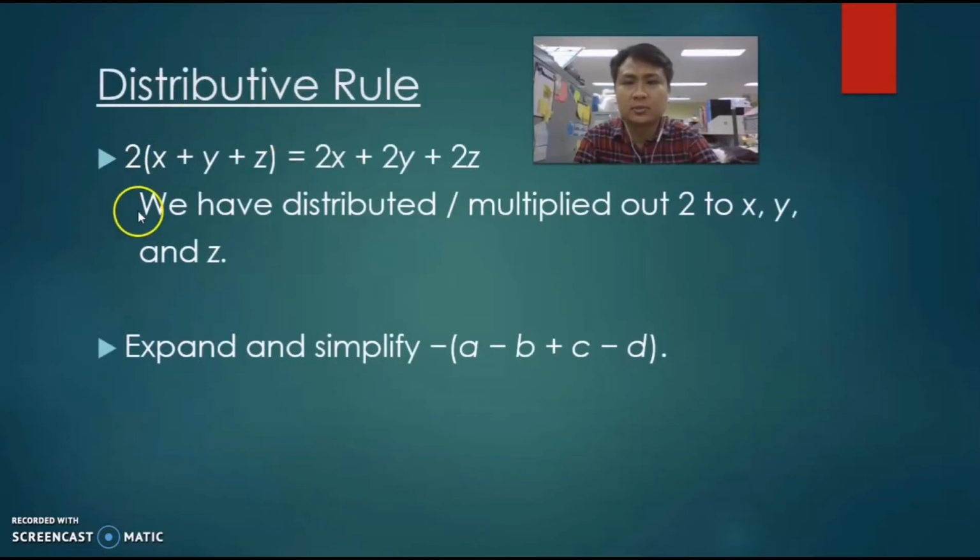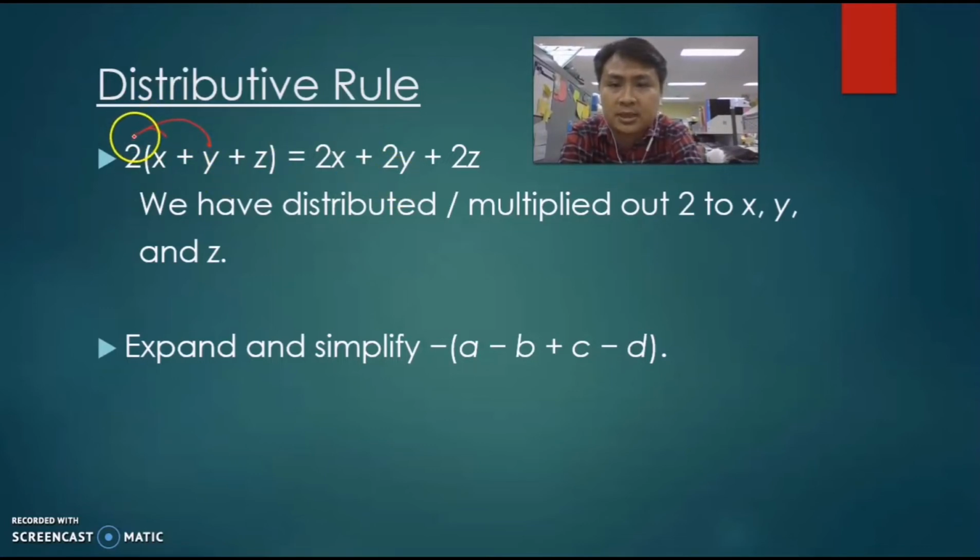Now next we need to understand what exactly distributive rule means. Let's say we look at this question for example. If we need to expand this, what do we do? We'll take the number in front of the brackets and multiply it to all the terms that are inside the bracket. So 2 multiplied by positive x will end up with 2x. Then we take the same 2, we multiply by positive y. We'll end up with 2y. Take the same 2, we multiply to z. We end up with 2z.